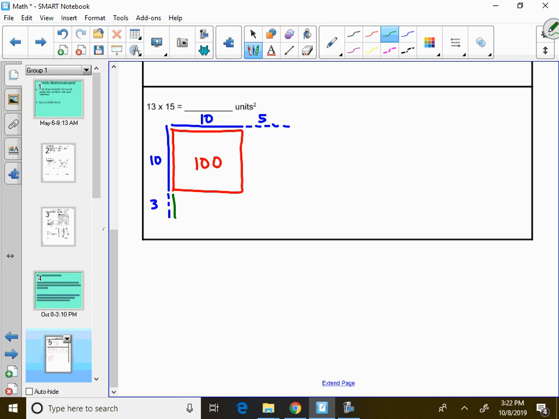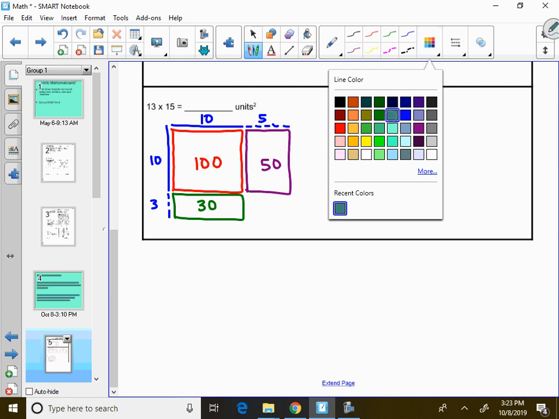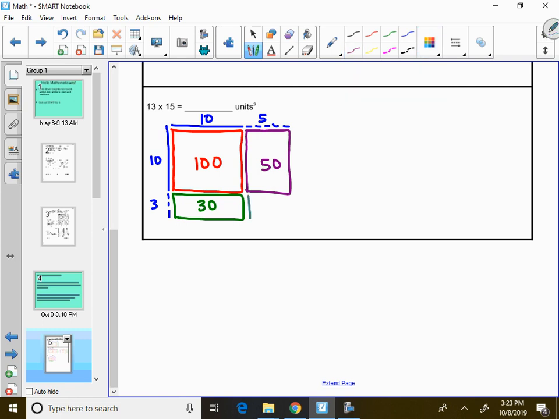3 by 10 has an area of 30. 10 by 5 has an area of 50. And 3 by 5 has an area of 15. And to add them all together, I have 100 plus 50 is 150, plus 30 more is 180, plus 15 more is 195 square units.